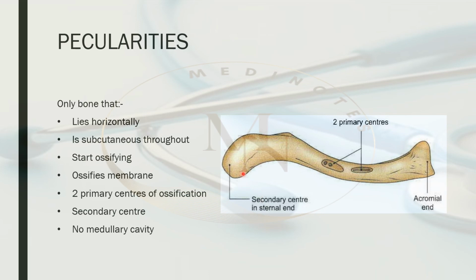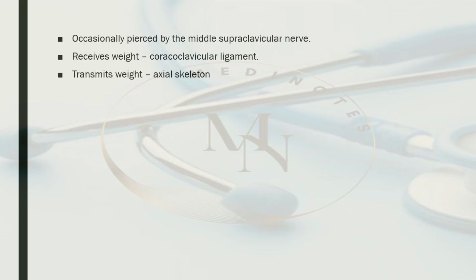Now we have a secondary center in this sternal end. This secondary center arrives when we turn 15 to 17 years, and it fuses by 21 to 22 years, and it is the only bone that does not have a medullary cavity. Occasionally you might see that it is pierced by the middle supraclavicular nerve, and it receives weight from the coracoclavicular ligament at the lateral one third end, and it transmits weight to the axial skeleton by the medial two third end from the upper limb region.